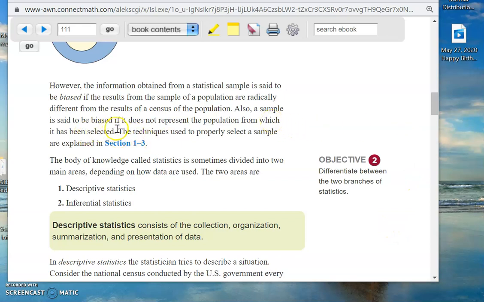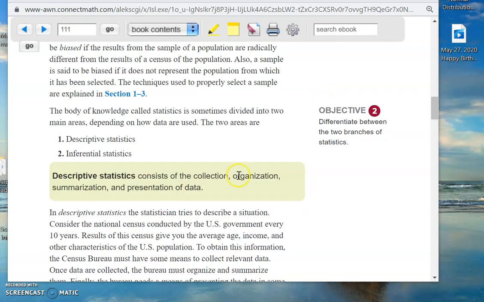So a sample is said to be biased if it does not represent the population from which it has been selected. Now, how do we do it? It's easy to say do it properly, but how do you do it? Well, that's section 1-3. We'll see that here in a few minutes.